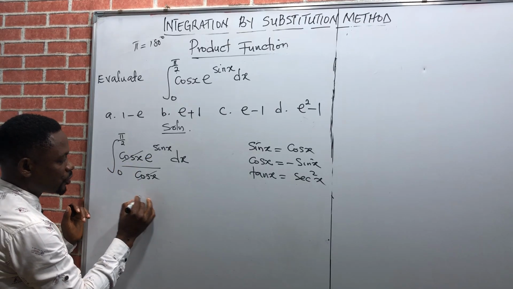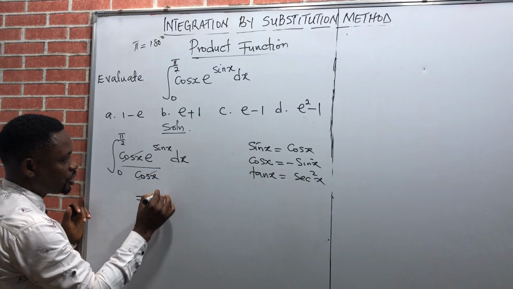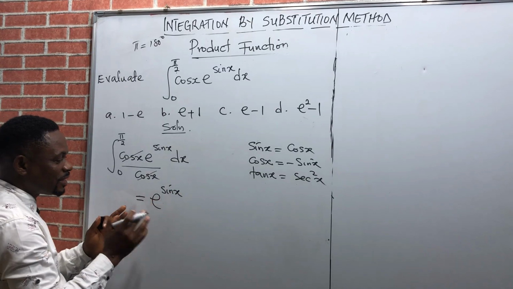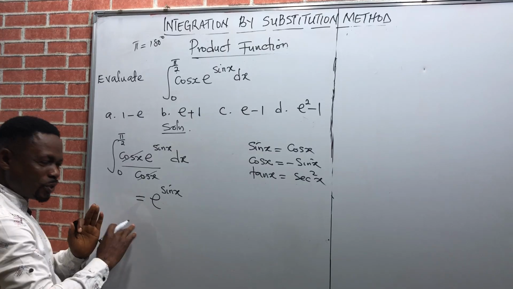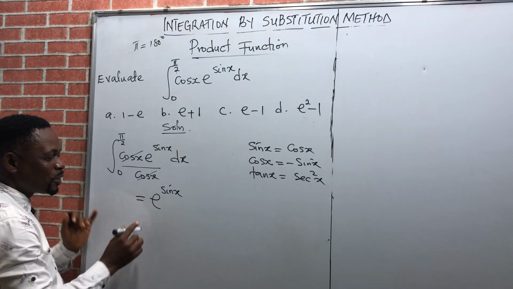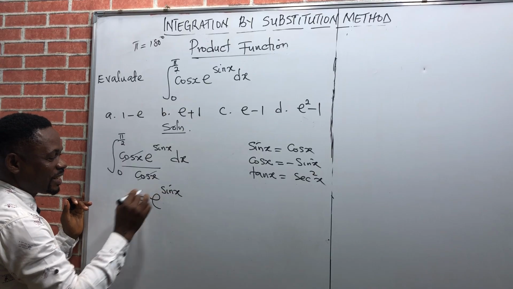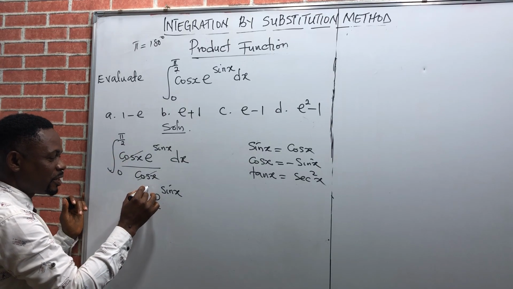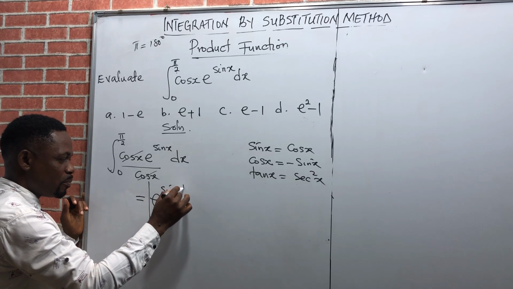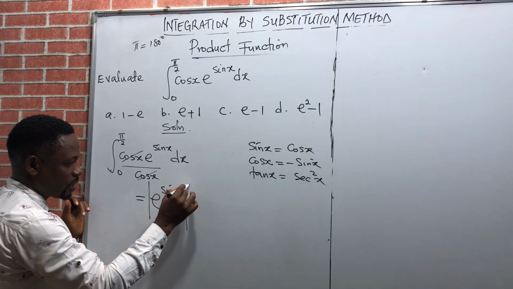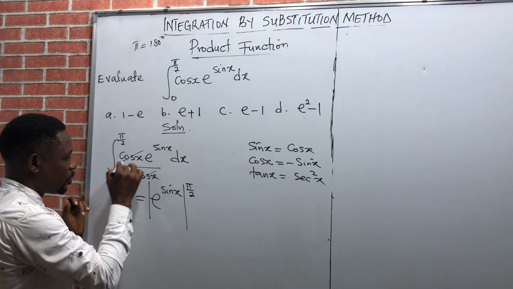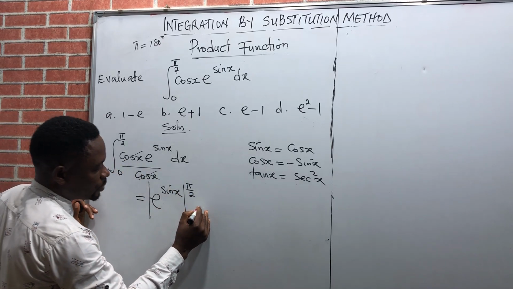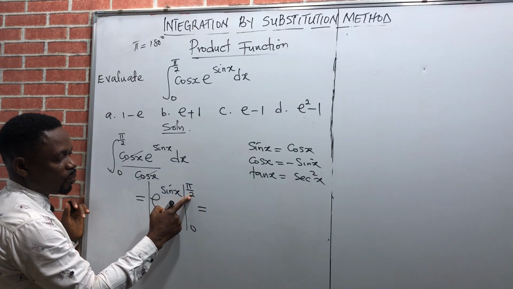Now let's move. Can you observe that cos x down will cancel cos x up? So what is remaining is exponential sine x. I've integrated it. Do you know why? Integration of exponential is always exponential. There is no change. So having integrated exponential sine x, the dx will disappear and the integral symbol will equally disappear. So it is now bounded by upper limit pi over 2 and lower limit 0.